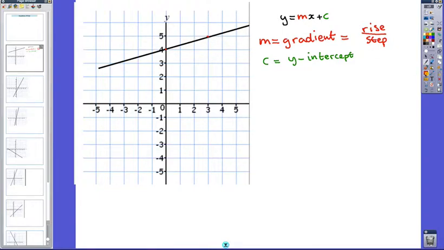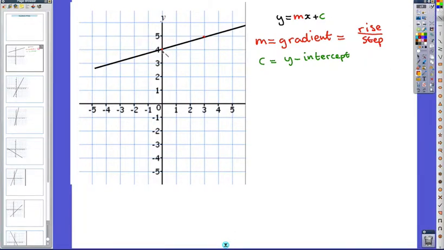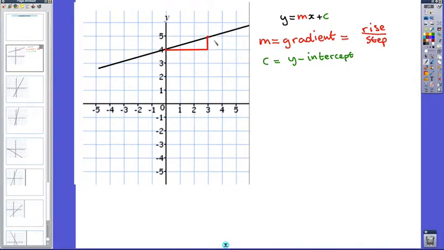So we're going to draw our gradient line, or gradient triangle, forgive me, and this is what it would look like. And your rise is 1 and your step is 3. So the gradient, which is m, rise is 1, so rise 1 over step is 3. Now we can leave this as a fraction because 1 divided by 3 is going to give us a decimal, so we're going to leave it there. M is 1/3.